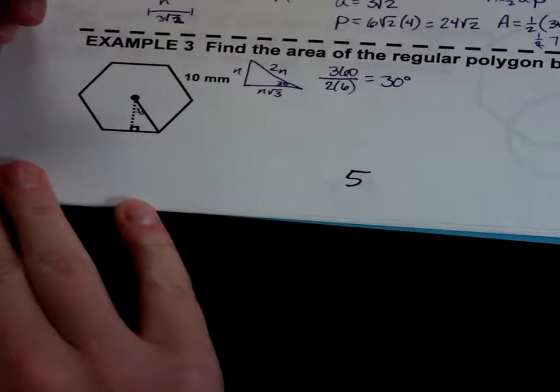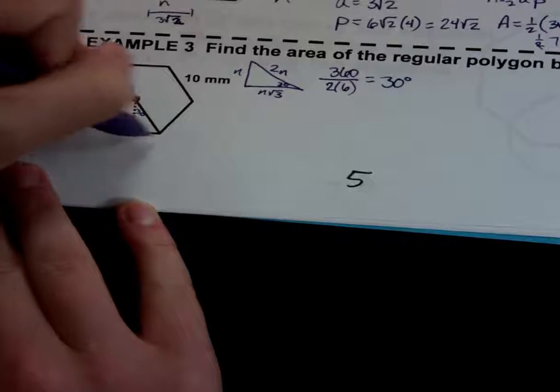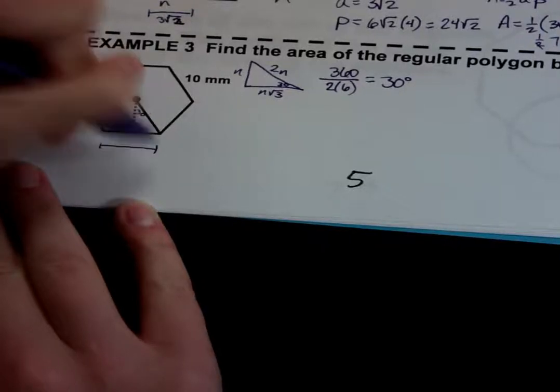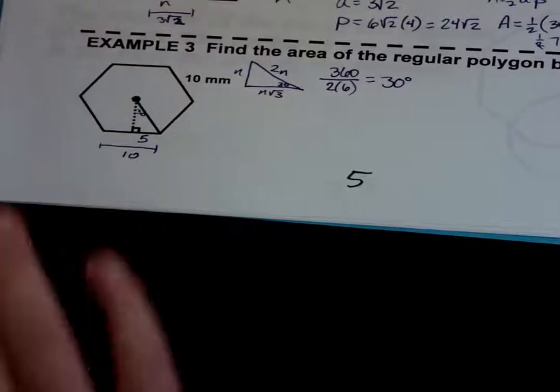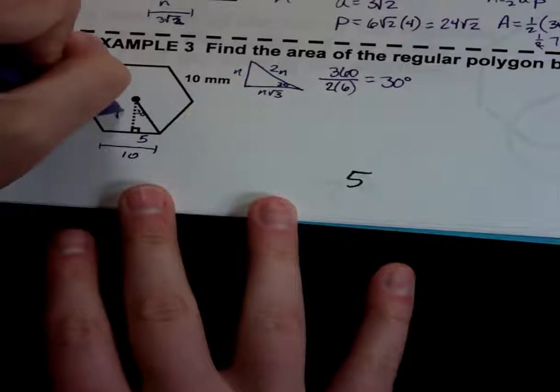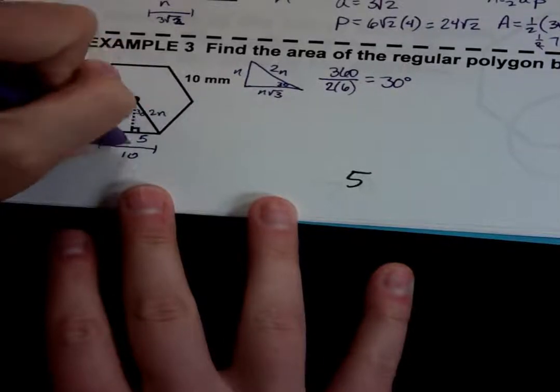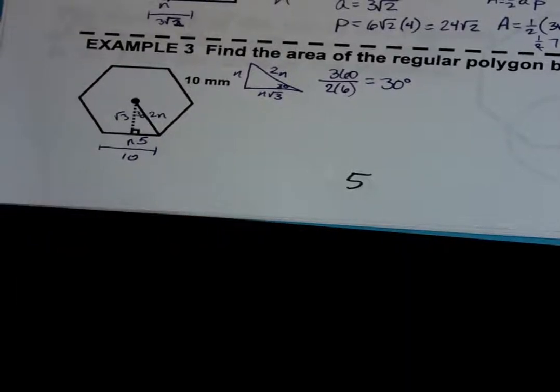All right, let's figure out what we have first. Do we have a radius, do we have an apothem, or do we have a side? We have a side. So from here to here, it's 10. So half of that is going to be 5. 5 goes right there. Now we need to label our triangle: n, n root 3, 2n. So remember our steps.